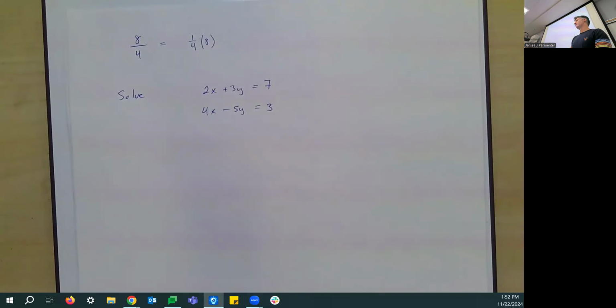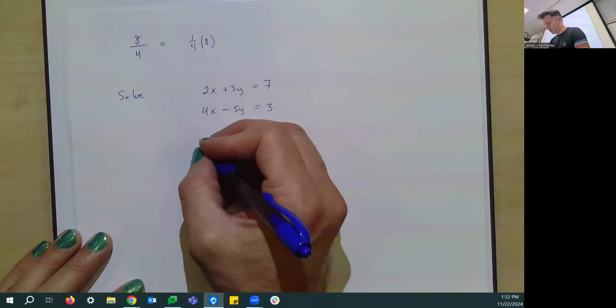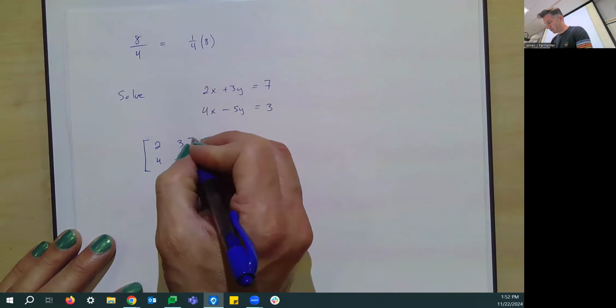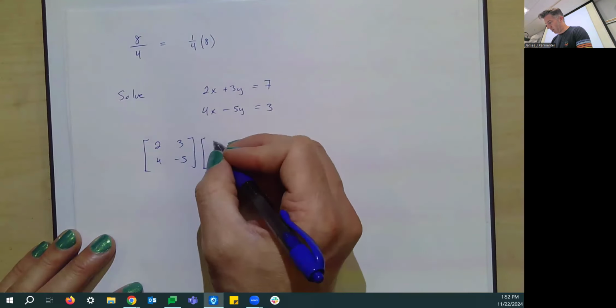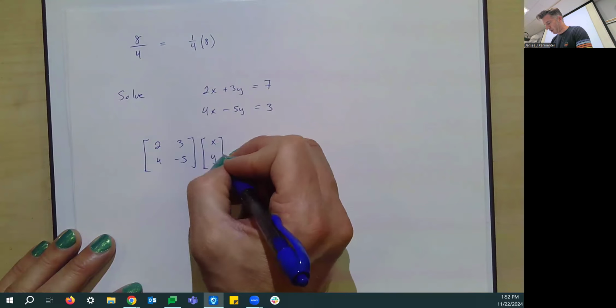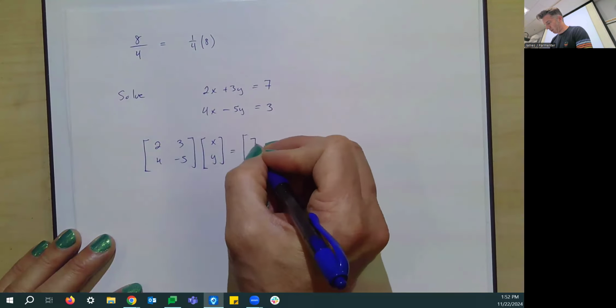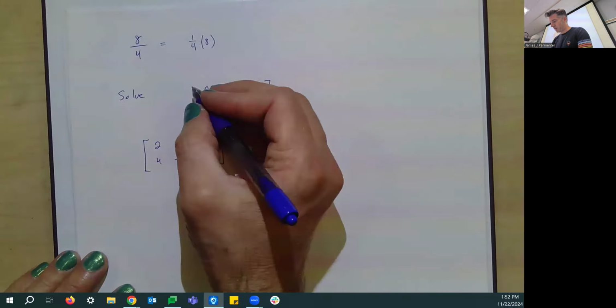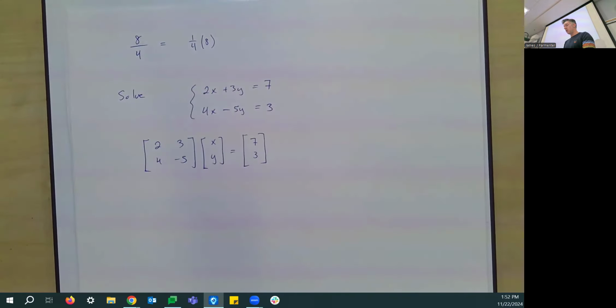But instead of doing it the way you might be used to doing it, we're going to write it as an equation of matrices. Really what we have here is the matrix [2, 3; 4, -5] multiplied by the 2 by 1 matrix [x; y] equal to the 2 by 1 matrix [7; 3]. These two things, this system of equations and this matrix equation, look a little different, but they represent exactly the same thing.